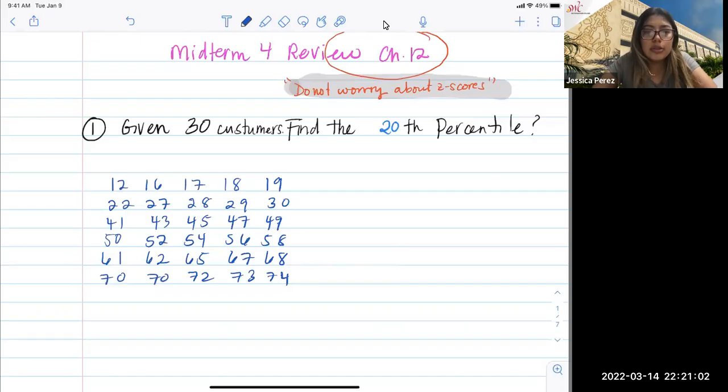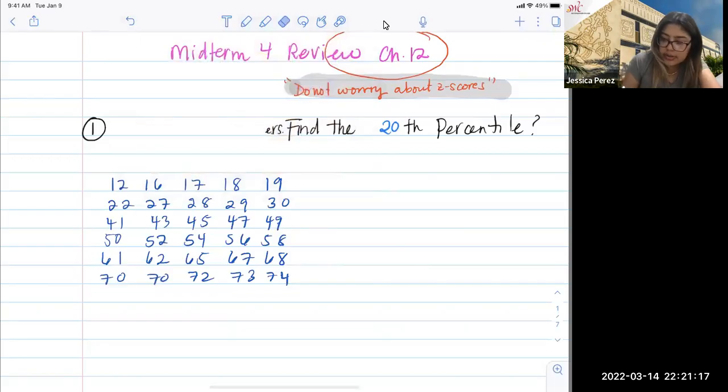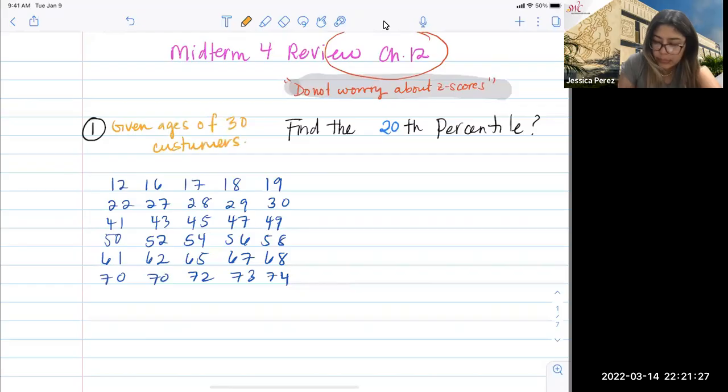So here on question 1, I give you 30 customers. Find the 20th percentile of these customers. So we have a given data here. These numbers, there's 30 different customers. This is actually the ages. So given ages of 30 customers. And I want us to find the 20th percentile.